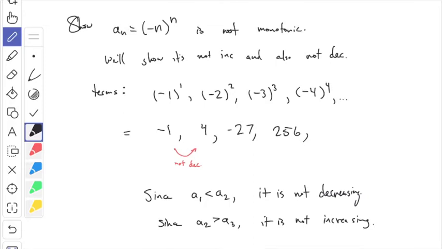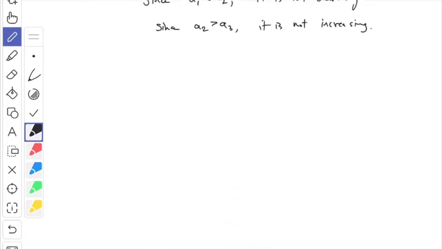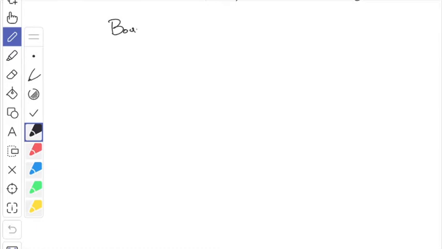Great. One last concept for this section. This is kind of a long section of the book. I want to talk about a sequence being bounded. This is an important concept. Bounded sequences.